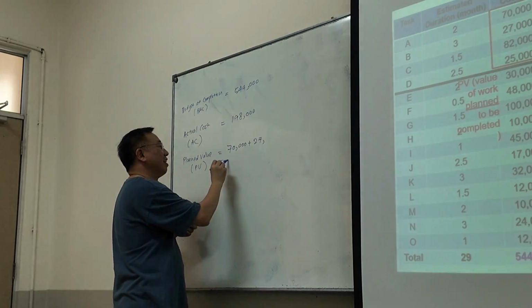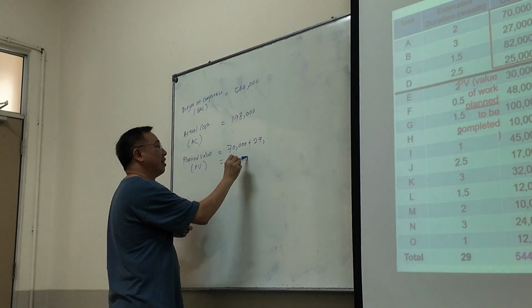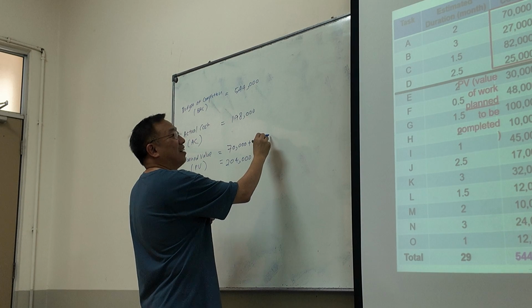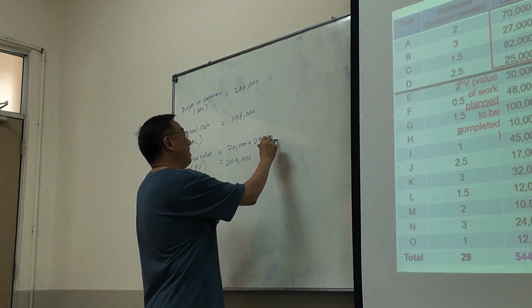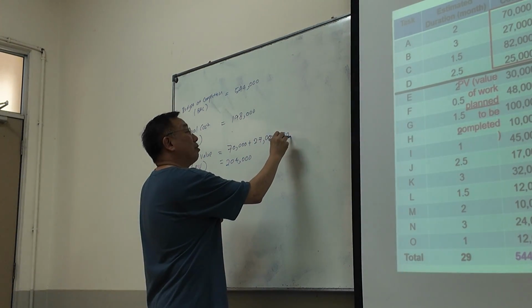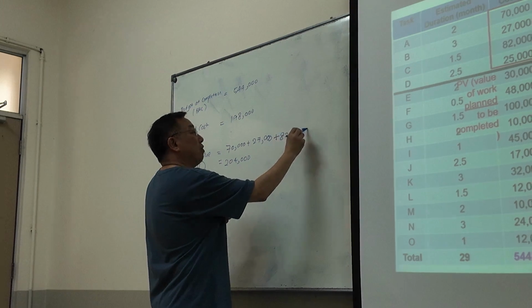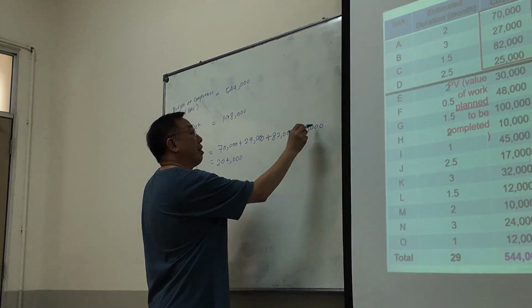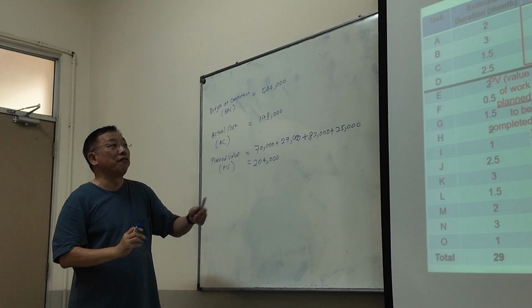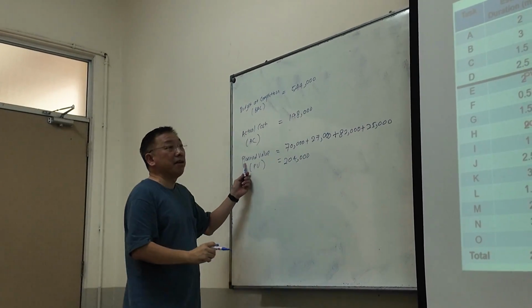204, right? 204, 119. Wait, no, 119 lah. Plus 82,000. Plus 25,000. Yeah, just write all this out so you have a reference. Okay. So this is 204,000. So that's your plan value.